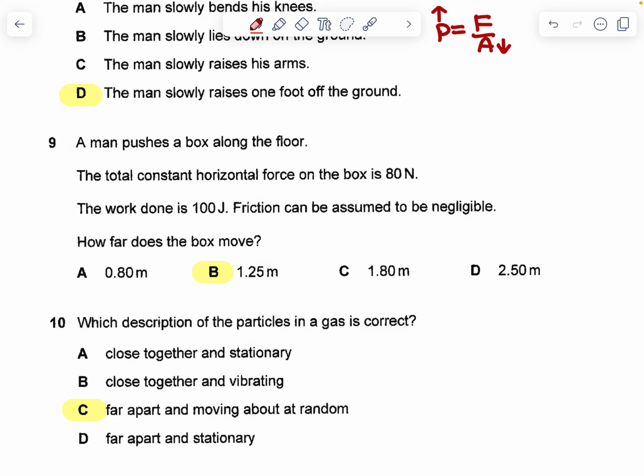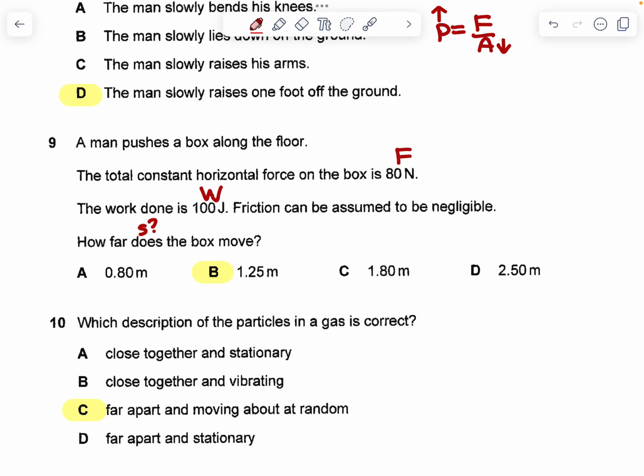Question 9. A man pushes a block along a floor. The total constant horizontal force on the block is 80 newtons, F. The work done is 100 joules, W. Friction can be assumed to be negligible. How far does the box move? The displacement.